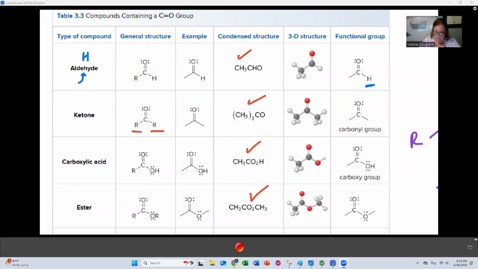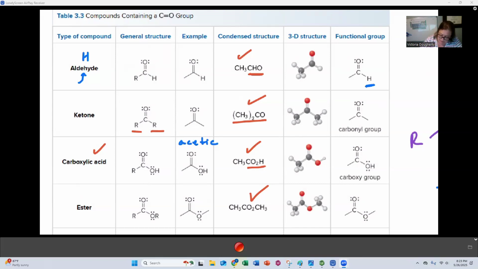So you need to know that this condensed structure here means that you have an aldehyde. This condensed structure here means you have a ketone, and this means you have something called a carboxylic acid. Carboxylic acids are not anything new for you guys. Acetic acid is the most basic of all carboxylic acids.